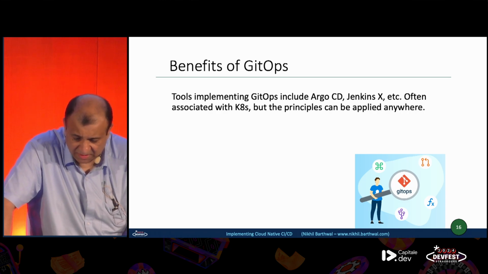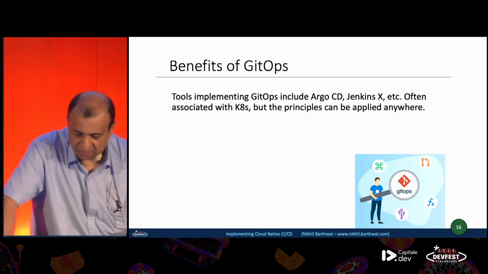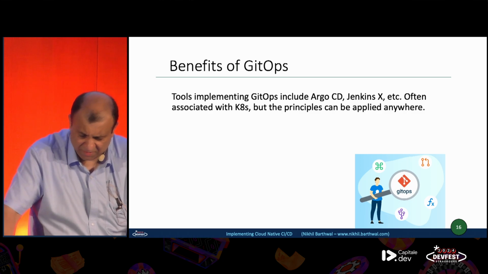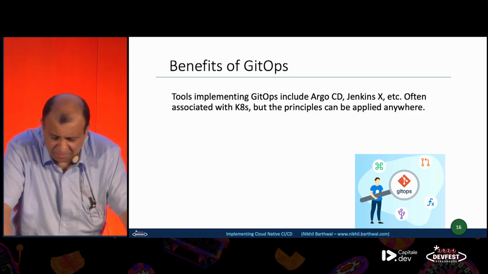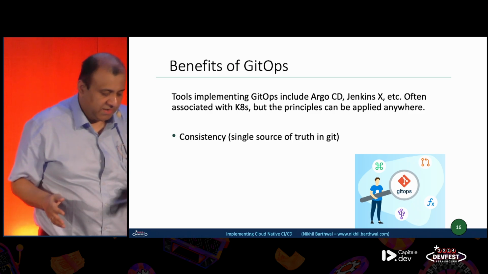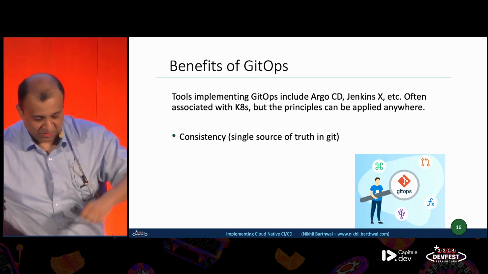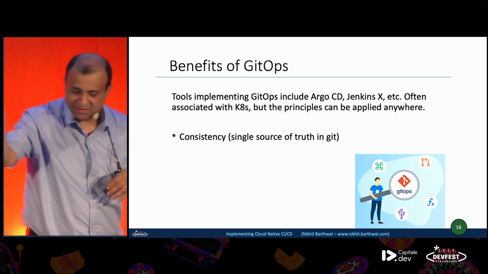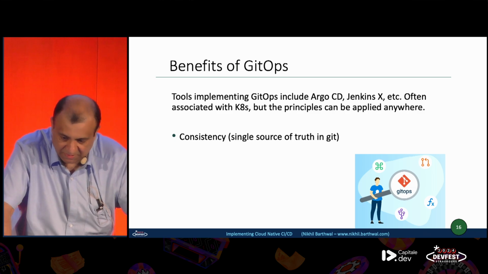So some of the benefits are... tools, especially Argo CD actually kind of uses GitOps as a fundamental, but a lot of other tools like Jenkins, etc., use GitOps. But the principles are fairly general. For one, you have consistency, right? Git is your single source of truth. Whatever is stored in your version control is the truth. Otherwise, what you have is you have these different configurations across different environments. It gets really confusing and sometimes conflicts.